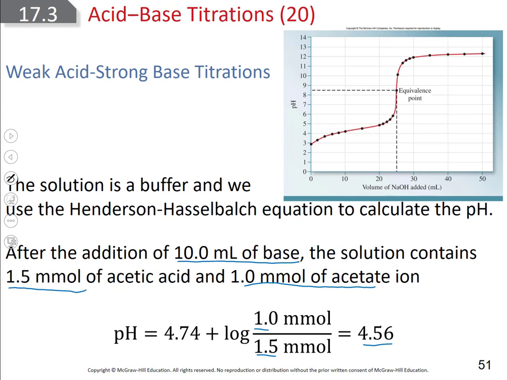So for a strong base, weak acid titration before the equivalence point, you have a buffer. Do a before and after table to figure out how many millimoles you have left over of your weak acid and how many millimoles you have of your conjugate base, and plug it into the Henderson-Hasselbalch equation to find the pH of that solution.